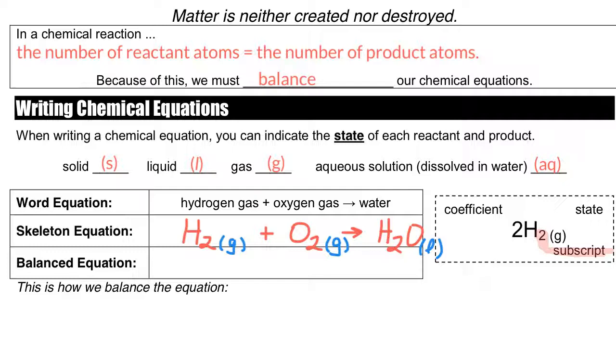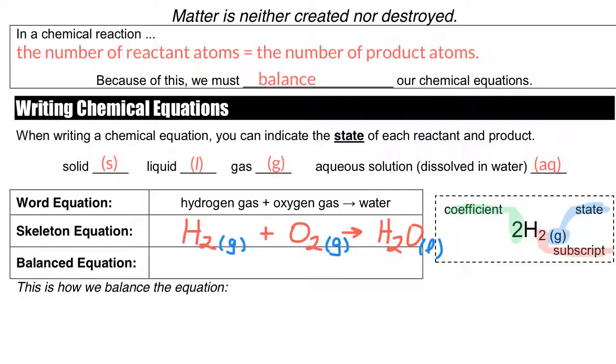And just some terminology on the right-hand side. The little numbers are called subscripts. Here, that indicates the state. And then we have something called a coefficient. These are the numbers in front. And they tell us how many molecules of each chemical we need in order to have a balanced equation.